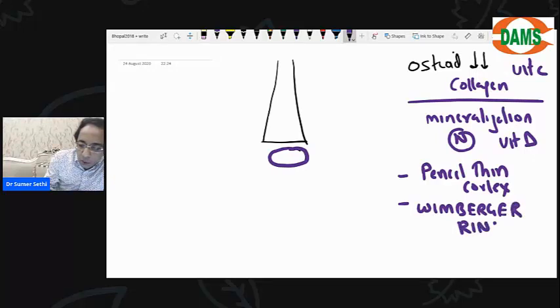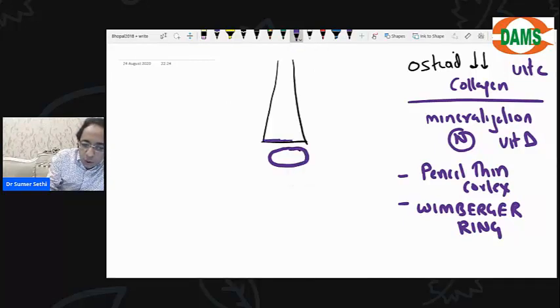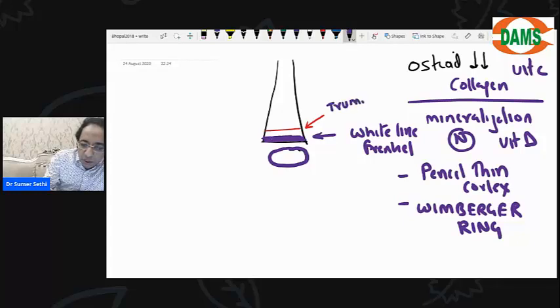Wimberger's ring. The provisional zone of calcification will become more dense because the osteoid is less, but mineralization is happening at its original speed. This area is called as the white line of Frankel. After this, there will be a zone which will be dark because the mature bone is not being formed. That is called as Trummerfeld zone.